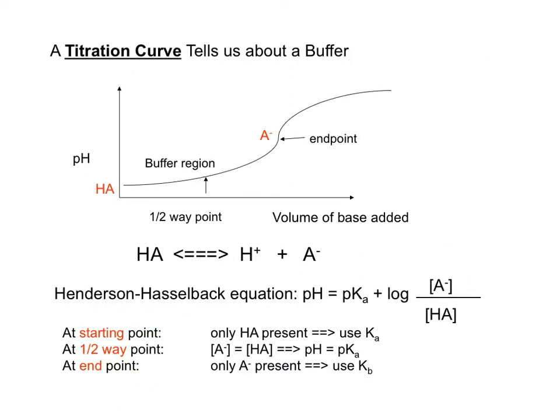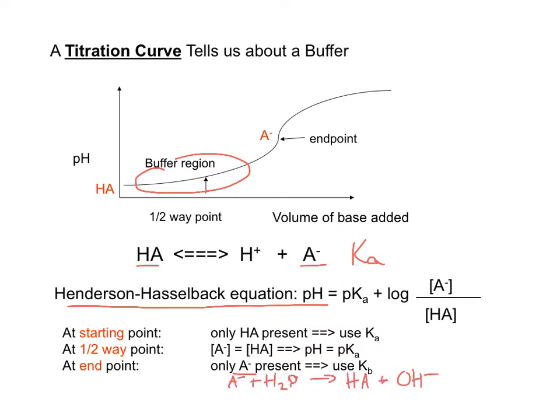So here's the titration curve. Before the titration starts, only weak acid HA is present, so we can do an equilibrium calculation using Ka to calculate the pH. Once the titration starts, that is by adding base, HA and its conjugate base will be present in solution, so you can use the Henderson-Hasselbalch equation to calculate the pH in this buffer region. At the end point, all the acid HA has been neutralized, so only the conjugate base A minus is present. Use the base hydrolysis equation and Kb to calculate the pH at the endpoint.